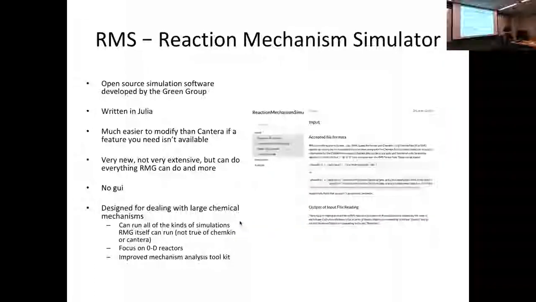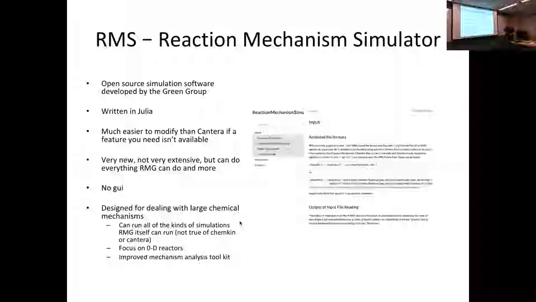So RMS, the Reaction Mechanism Simulator, is an open source simulation software we've developed here at the Green Group. The primary reason we developed it over using Cantera was that it was so difficult to work with Cantera and modify it for other purposes. What was starting to happen in our group was we added a lot of functionalities to RMG that weren't in any of the other standard simulation software, such as diffusion limitations and some kinds of sensitivity analysis that weren't available in Cantera or Chemkin.